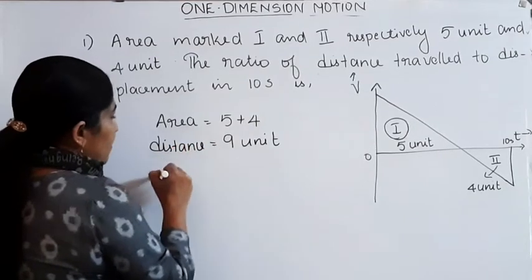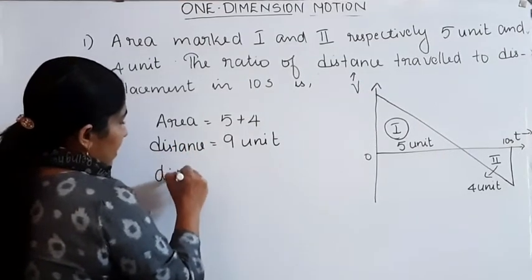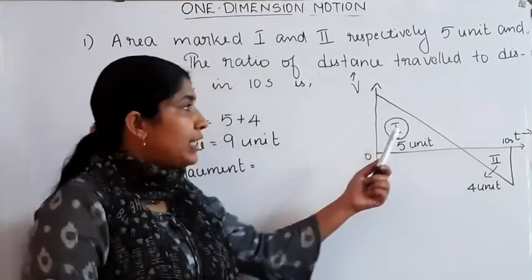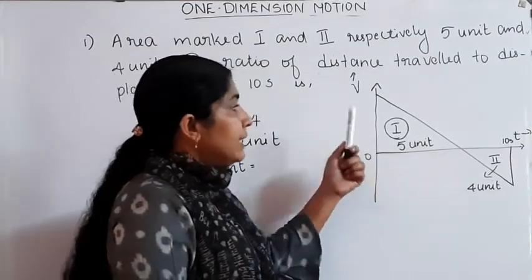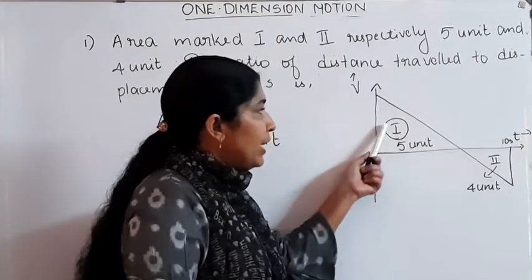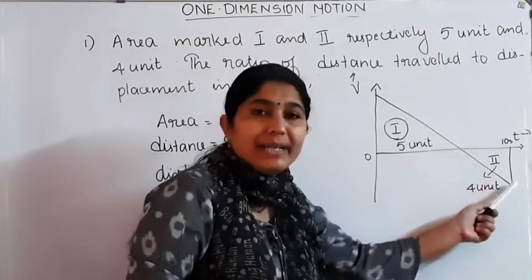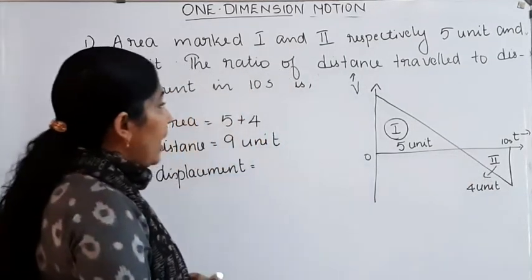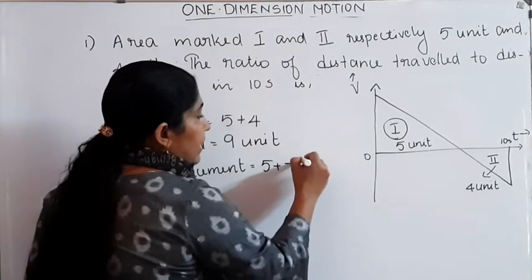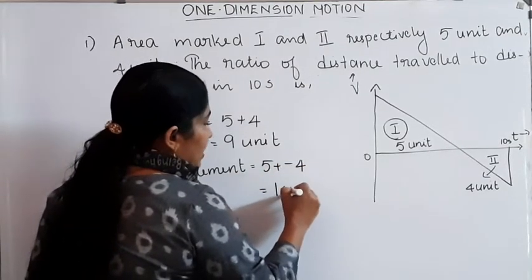And what about displacement? Displacement is a vector quantity, therefore we want to consider the direction also. So here it's equal to plus 5 unit and here it's equal to minus 4 unit. Then 5 plus minus 4, that is equal to 1 unit.